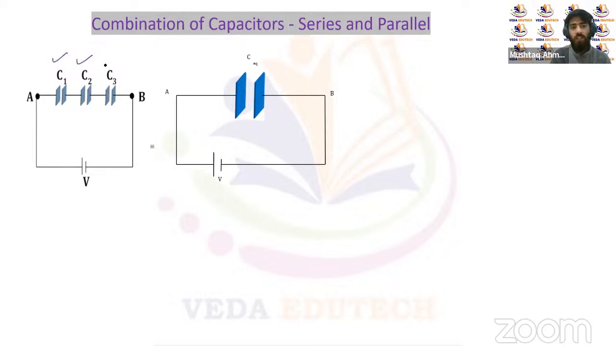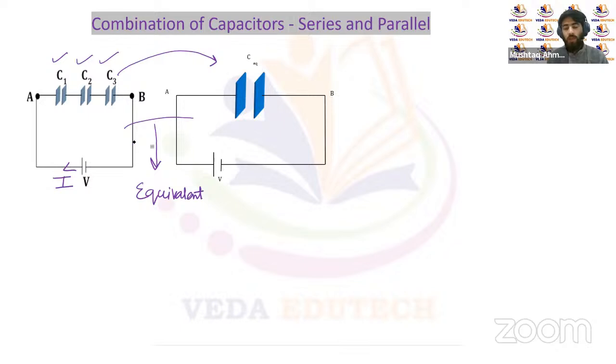One is C1, another is C2, and the third one is C3. What we want to do is replace C1, C2, and C3 with a single capacitor, such that there will be no effect on the current in this circuit. The same amount of current will be flowing through this battery, and there will be no change in the electrical effect of this circuit. That's why we say that these two circuits are equivalent with the introduction of the equivalent capacitance.